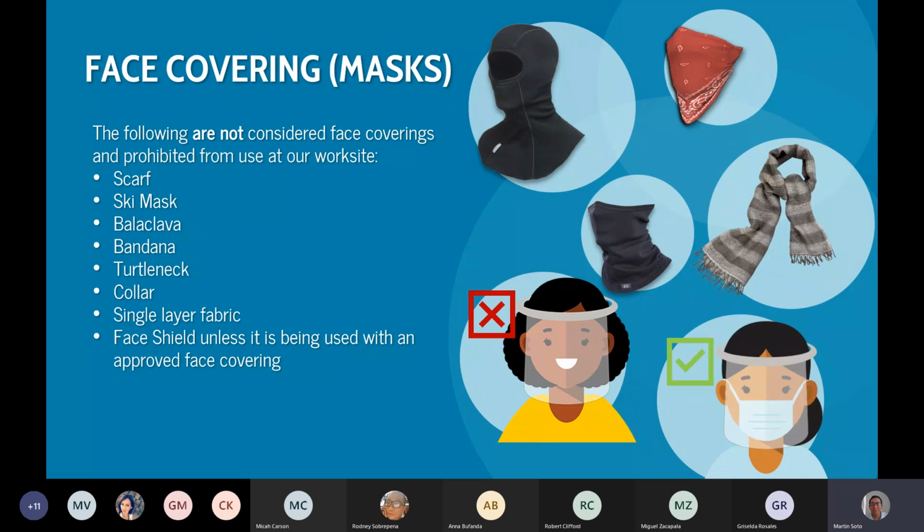These face coverings are not authorized, same as last year: scarf, ski mask, balaclavas, bandanas, turtlenecks, collars, or single layer fabrics. It has to be dual layer. Some people say, well, I have a face shield. No, you have to wear a face mask and a shield if you want to wear a face shield.